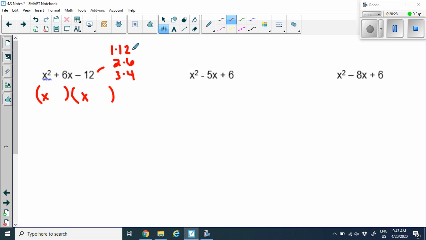Well, 1 and 12 cannot do that. 2 and 6 definitely can't do that, and neither can 3 and 4. So it looks like since none of these pairings work, this is what we would call non-factorable.